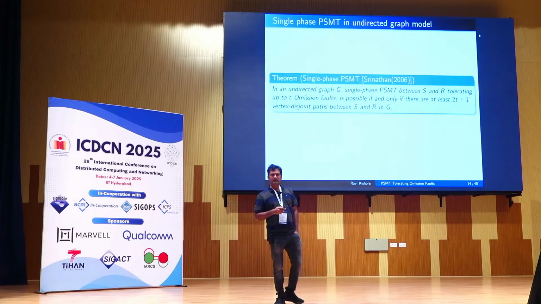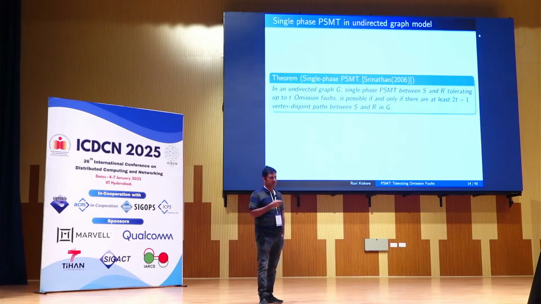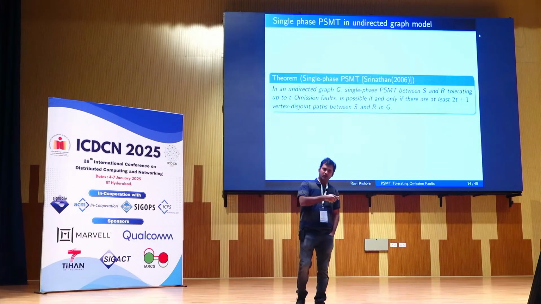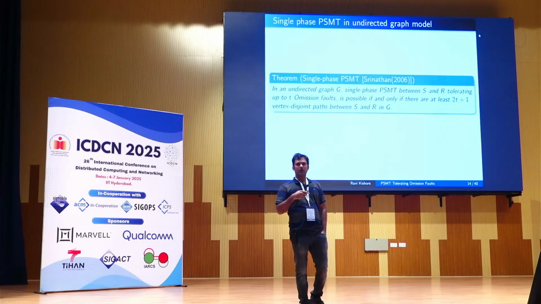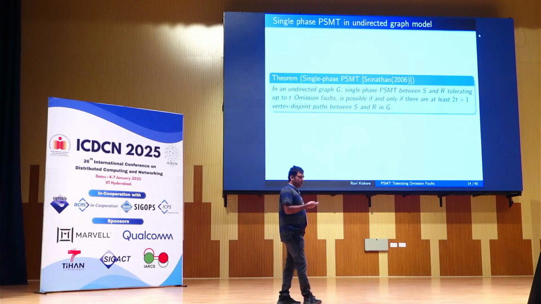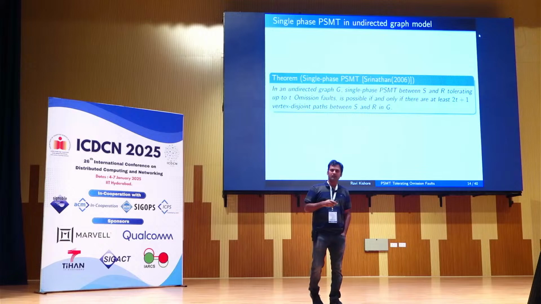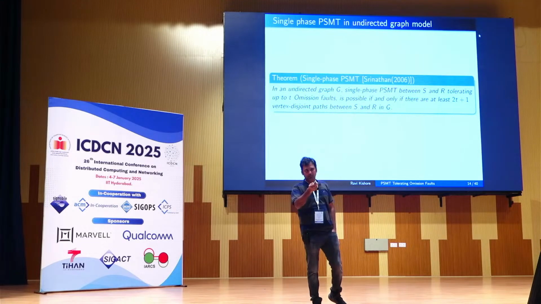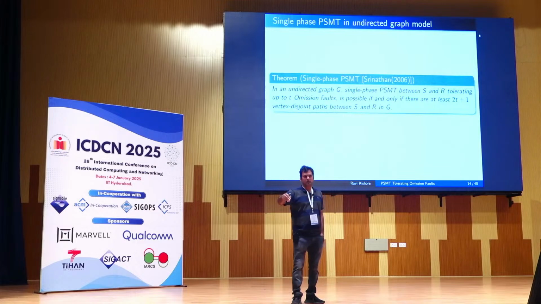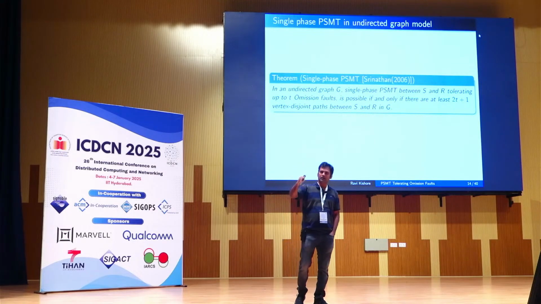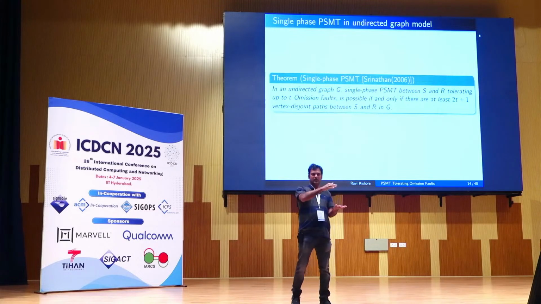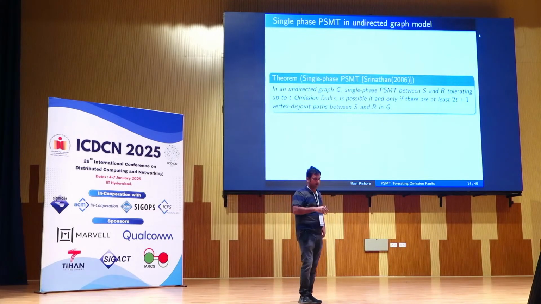Okay, let's start with the existing results from the undirected graph setting. Whenever I say PSMT is possible throughout this talk, it means PSMT tolerating T omission faults. So PSMT is possible between S and R, we say between because of the undirected graph setting. Whenever PSMT is possible from the sender to the receiver, obviously the same paths exist from the receiver to the sender. So PSMT is possible from the receiver to the sender as well.